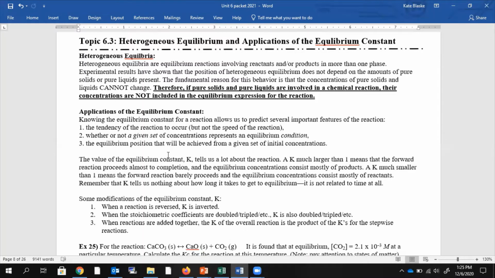So a couple important things to know about that. When we write out our equilibrium expression, pure solids and pure liquids do not go in our equilibrium expression. Basically because a pure solid or a pure liquid has infinite concentration. And so changing that concentration is not going to have any effect on equilibrium because it's infinity minus a little bit, which is still going to be infinity. So only aqueous solutions and gases are going to show up in our equilibrium expressions.